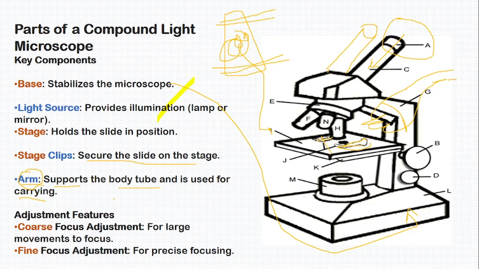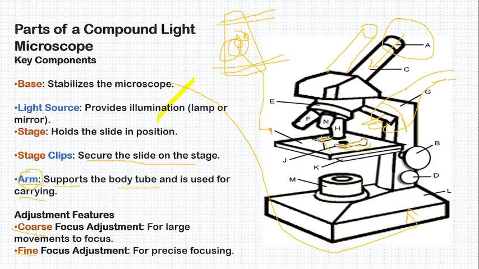Now we come to the coarse adjustment. I told you that in the microscope we have this part where we have the lens and the objective lens.